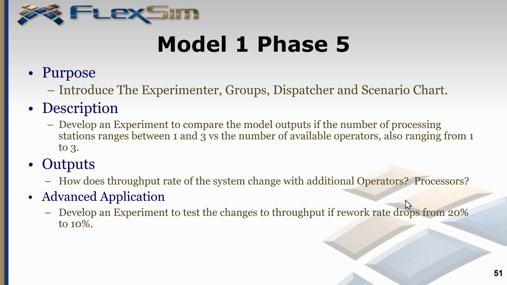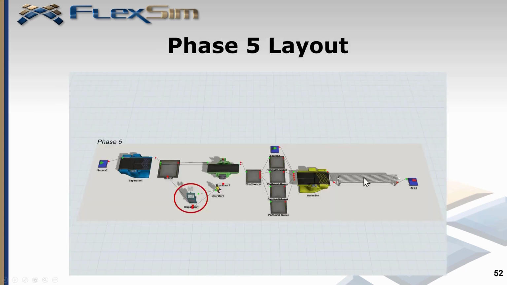An advanced application is to test the rework rate. What if the rework rate drops from 20% to 10%, so making the rework rate be a variable? This is the layout, the same as we had in Phase 4 with one change.